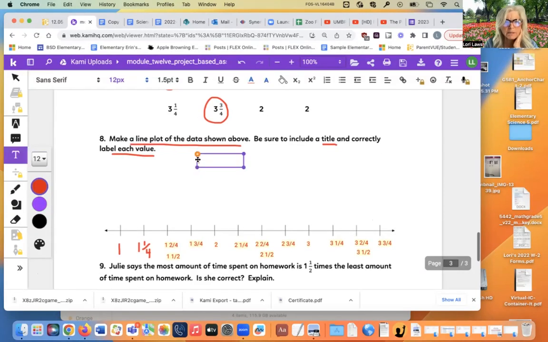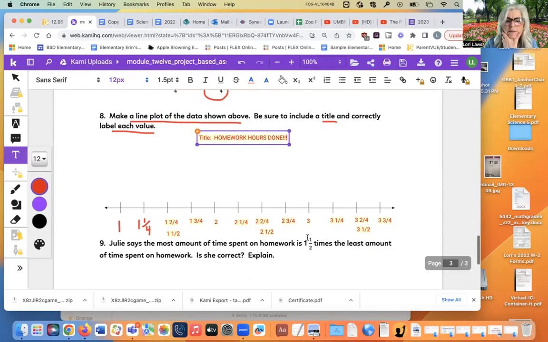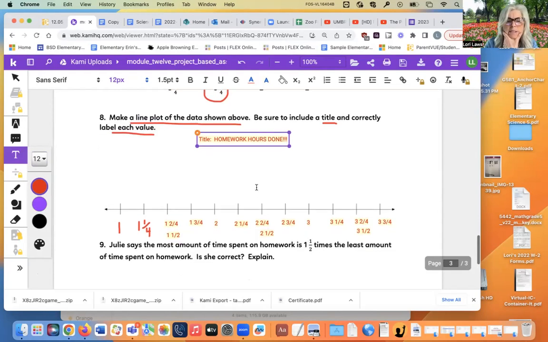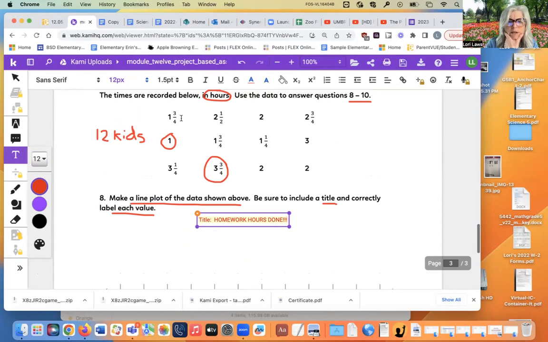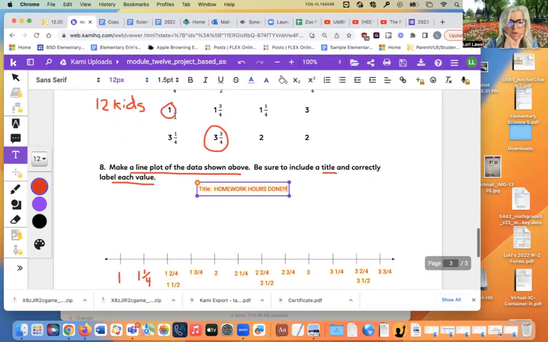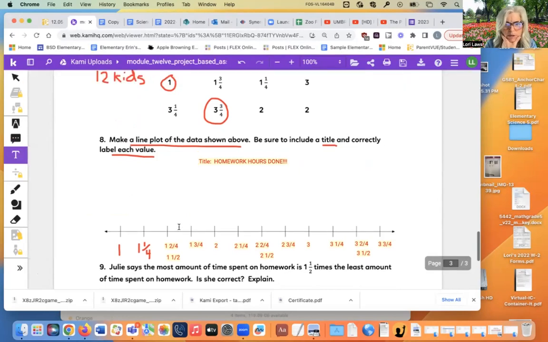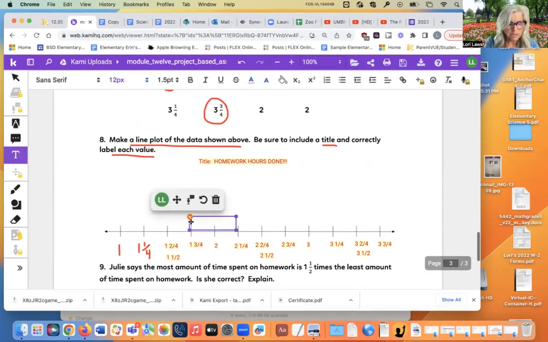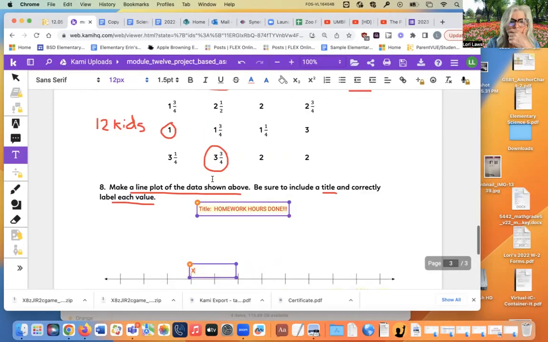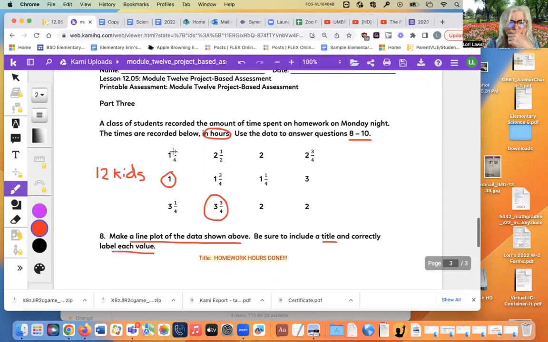I'll put a little title here. Title. Homework hours done. There's my title. All right, I've got all of this, and now I need to start plotting. So I'm just going to very carefully go through and put on all my amounts. 1 3/4, I'm going to put an X, 1 3/4 right here. X. Okay. And I'm going to cross it off to show that I did it, right?